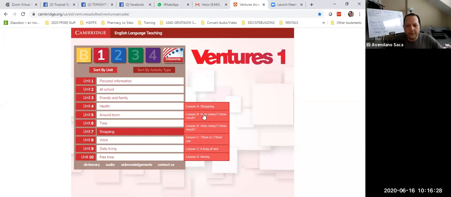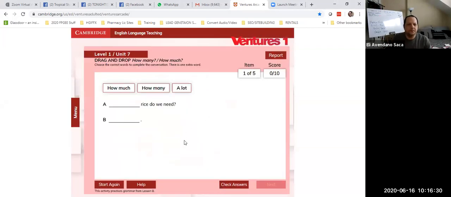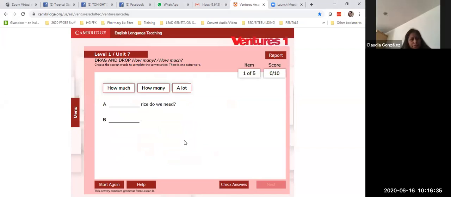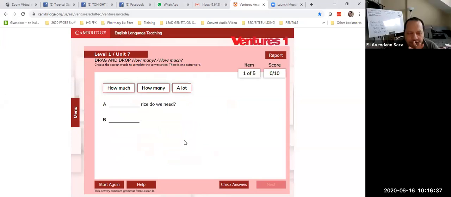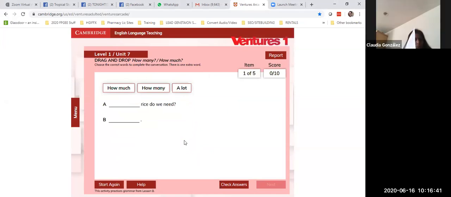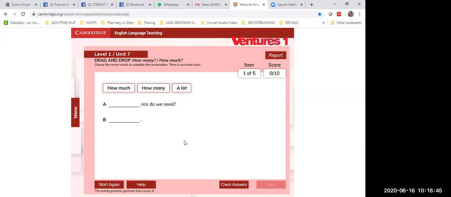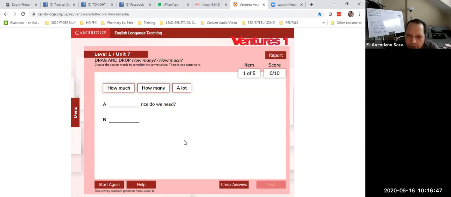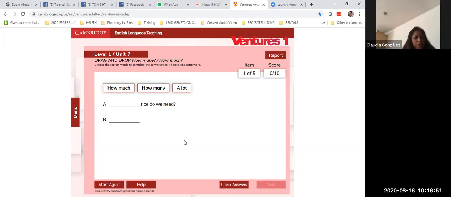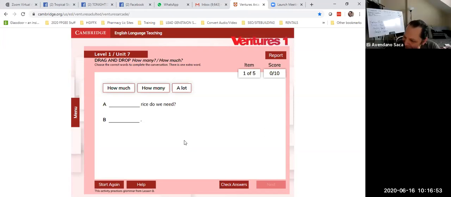So how much? Remember? How many? How much? So what's the difference between how many and how much? How many is for counting, since you can count nouns. Okay, very good. Good job, guys.